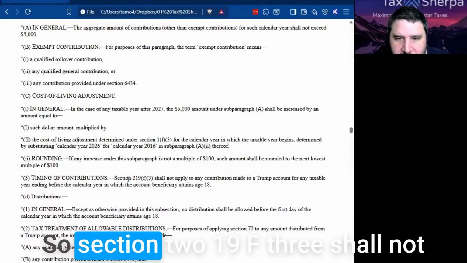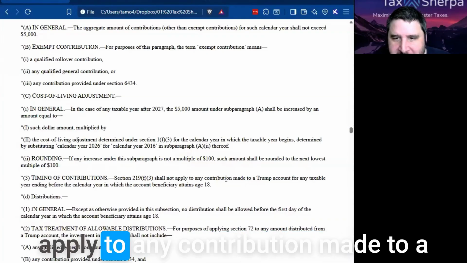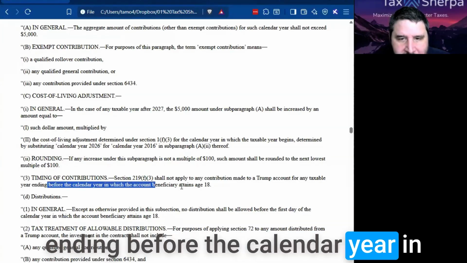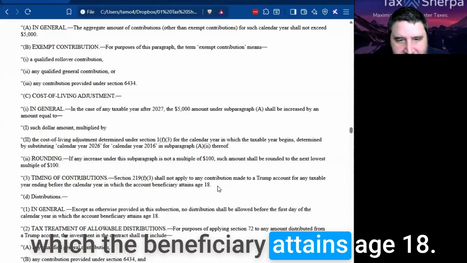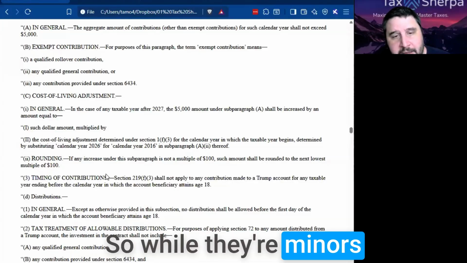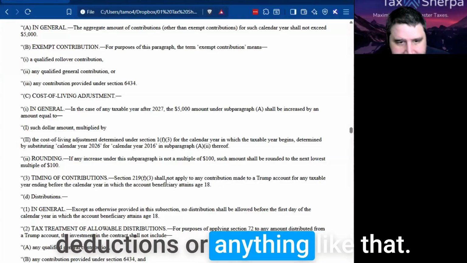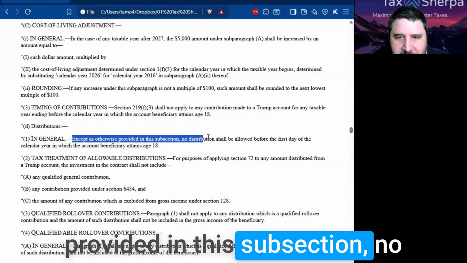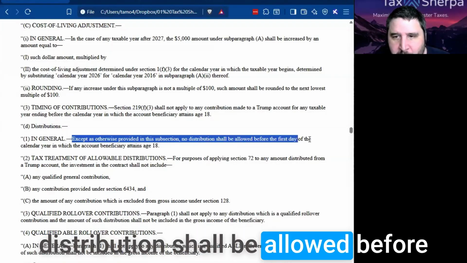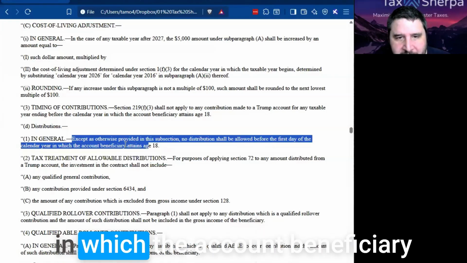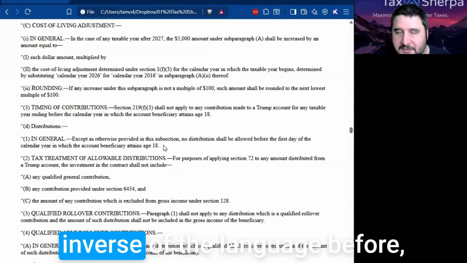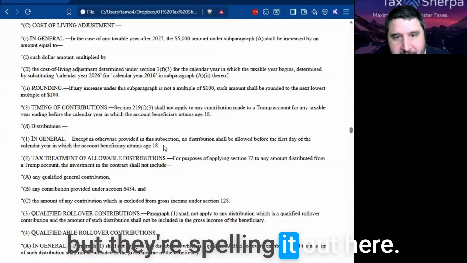Timing. Section 219(f)(3) shall not apply to any contribution made to a Trump account for any taxable year ending before the calendar year in which the beneficiary attains age 18. So while they are minors, you don't get any deductions or anything like that. Distributions. Except as otherwise provided in this subsection, no distribution shall be allowed before the first day of the calendar year in which the account beneficiary attains 18, which we already talked about as being the inverse of the language before, but they're spelling it out here.